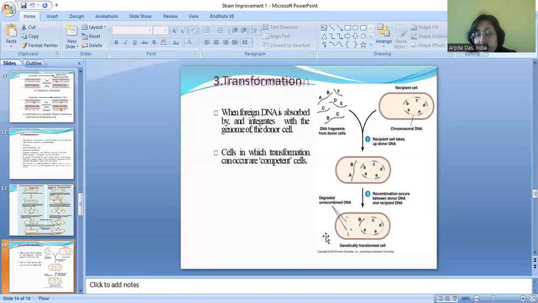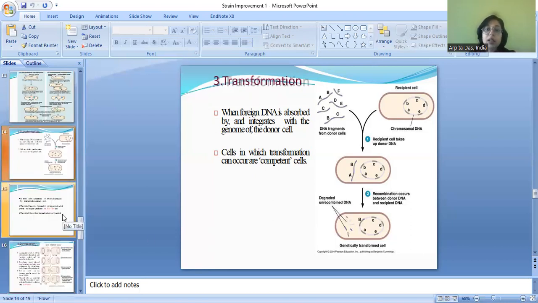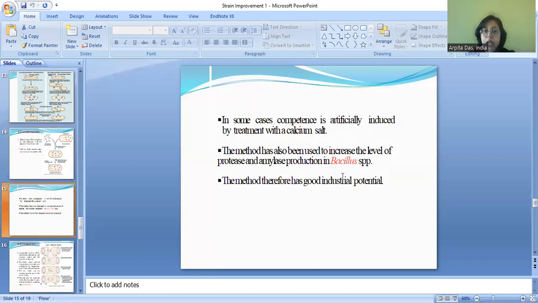So this cell is a genetically transformed or genetically modified cell, because you can see the small b letter has been replaced with the big B letter. So this is transformation. The foreign DNA part, this B section, has been inserted into this bacterial cell. As an example, Bacillus species are naturally competent cells, and we can use Bacillus in a huge manner for this situation.